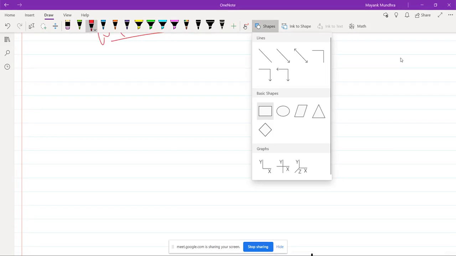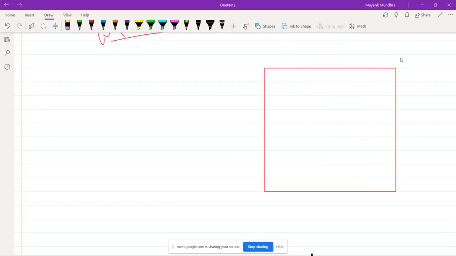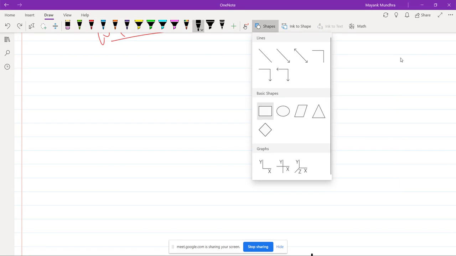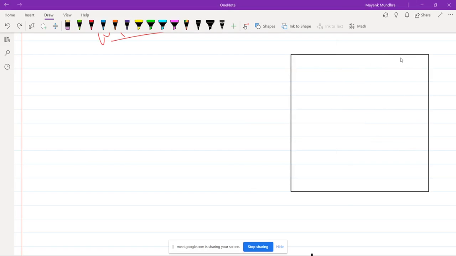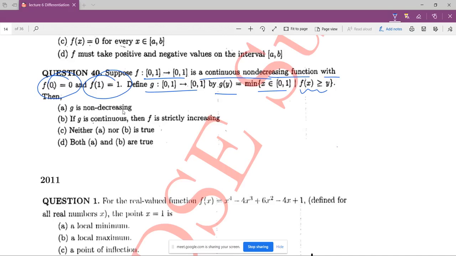So let me just draw a square to get a better control on my diagram. So this is my unit square. Okay, all right. So this is my point 0, this is my point 1 on the x-axis. On the y-axis, which plots f(x), this is again the origin, this is 1. So my function starts from this corner and ends at this corner. That's what this part says: f(0) is 0, f(1) is 1.